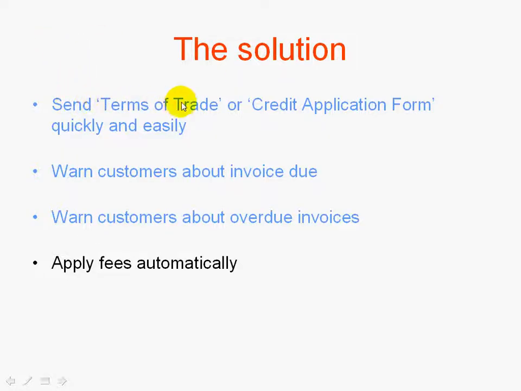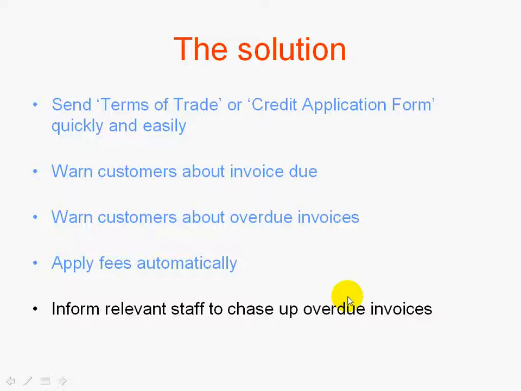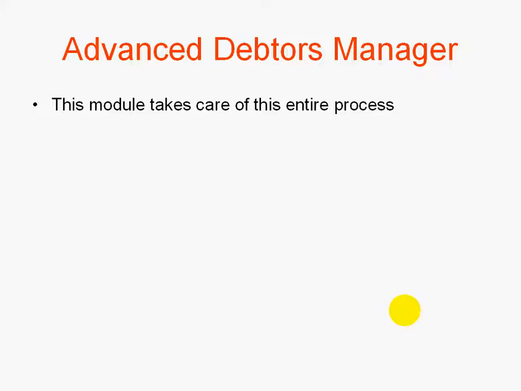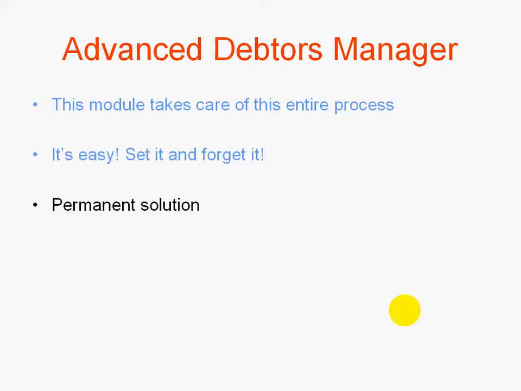So we've sent terms of trade, warned customers about invoices due, warned customers about overdue invoices, and we've applied the fees automatically. And as a final feature, you can inform relevant staff to chase up overdue invoices by sending them an email highlighting the fact that this particular customer has a problem. So the Advanced Debtors Manager module, this module takes care of this entire process of managing debtors. It's easy, set it and forget it, and it's a permanent solution.